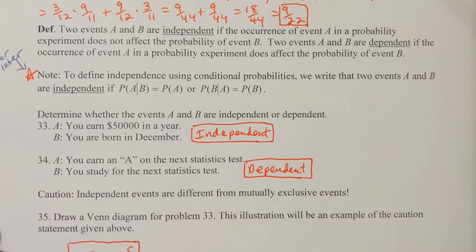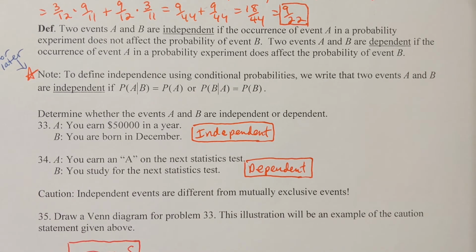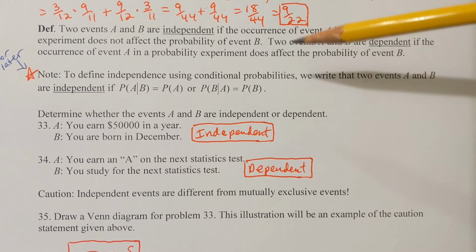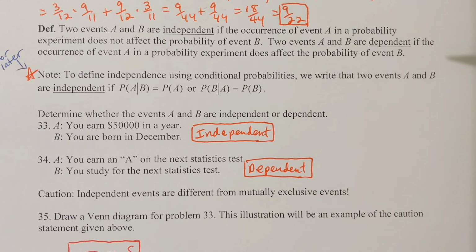One term that we'll need to know in this section is the term independent events. It says that 2 events A and B are independent if the occurrence of event A in a probability experiment does not affect the probability of event B. 2 events A and B are dependent if the occurrence of event A in a probability experiment does affect the probability of event B.